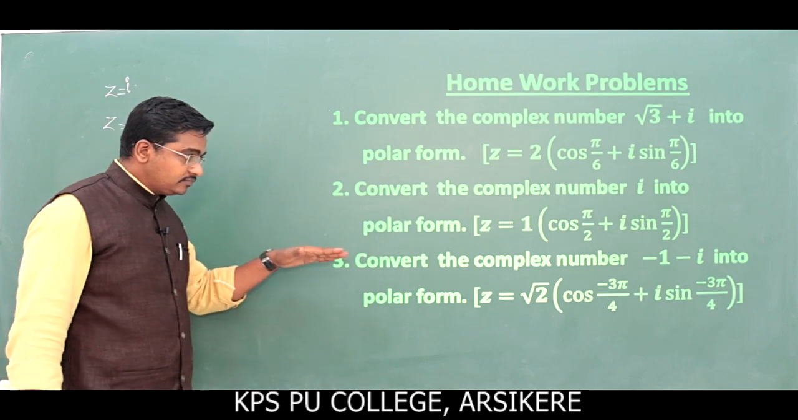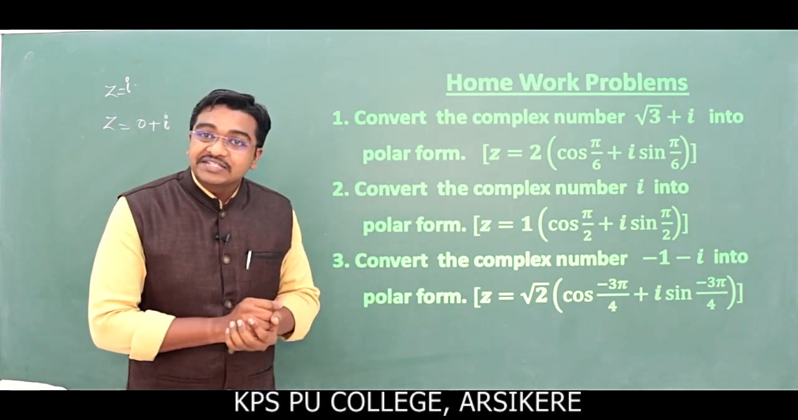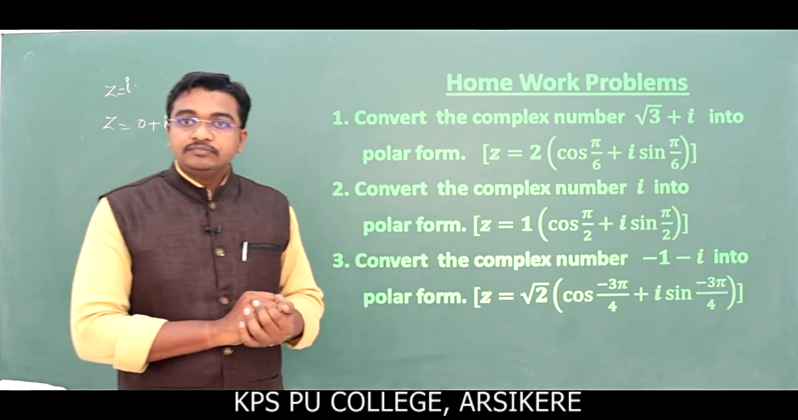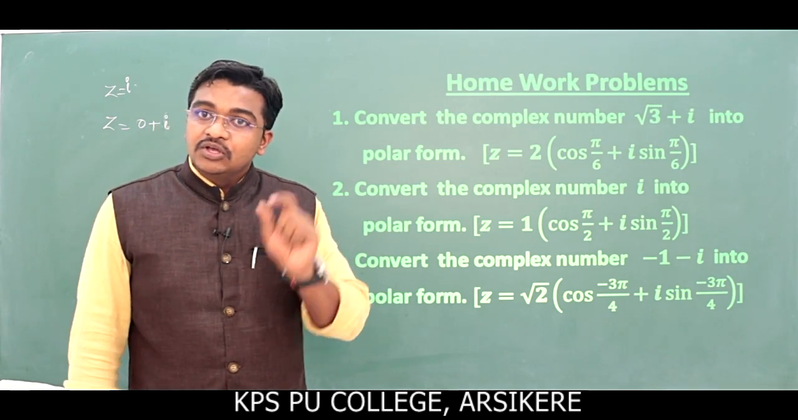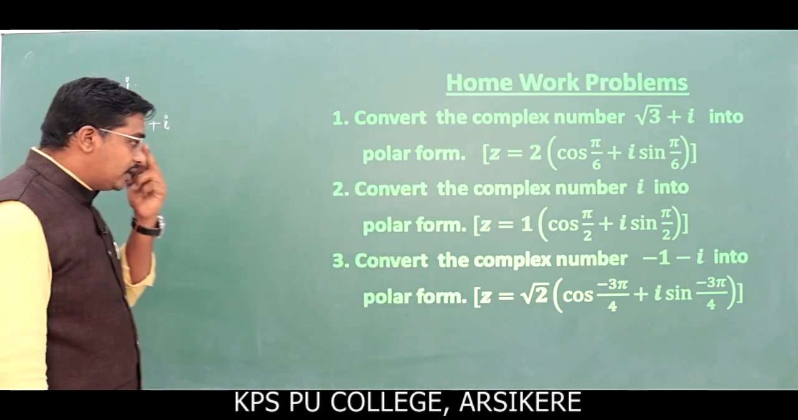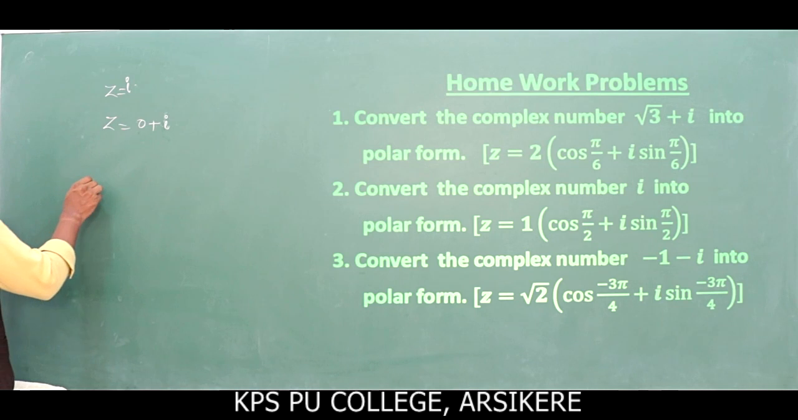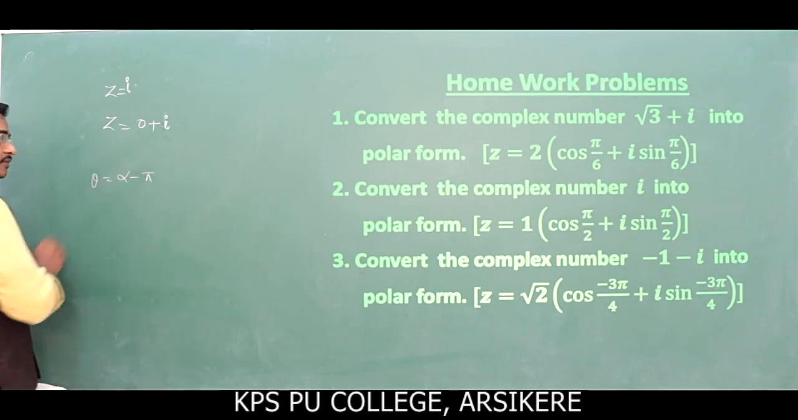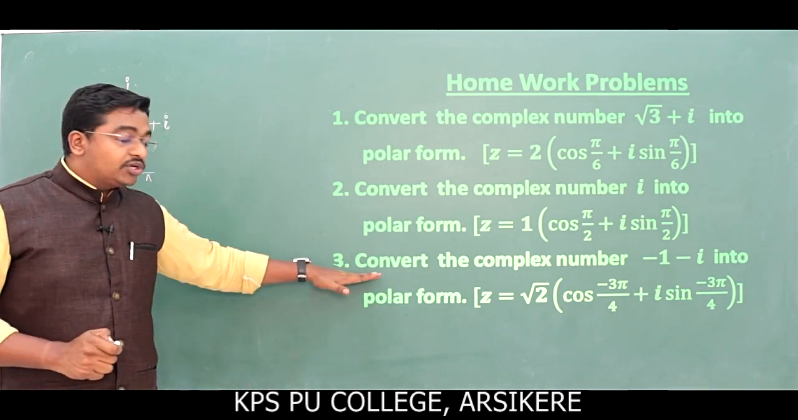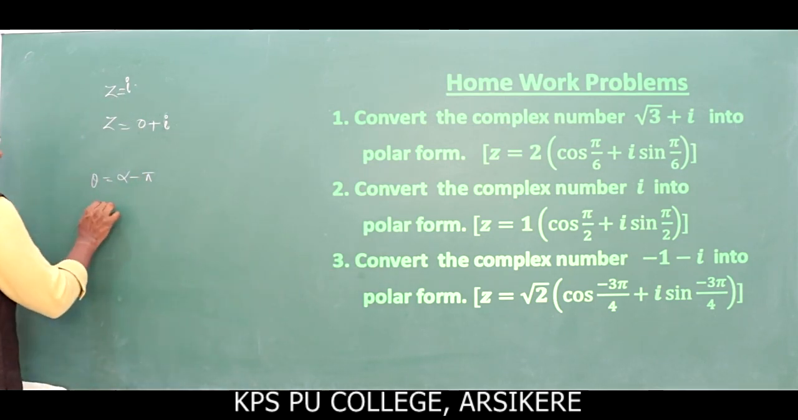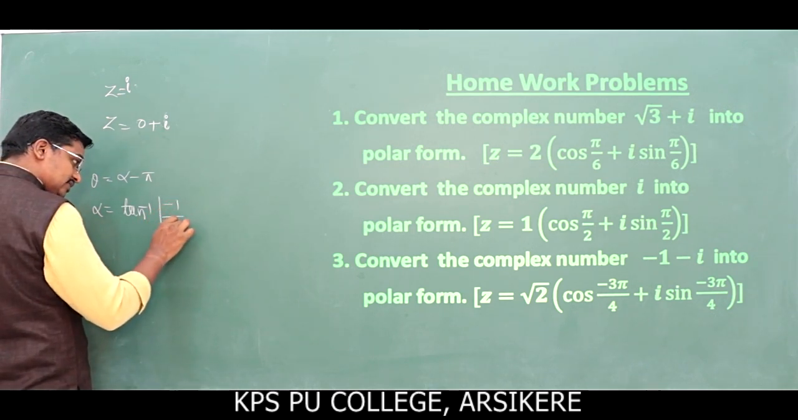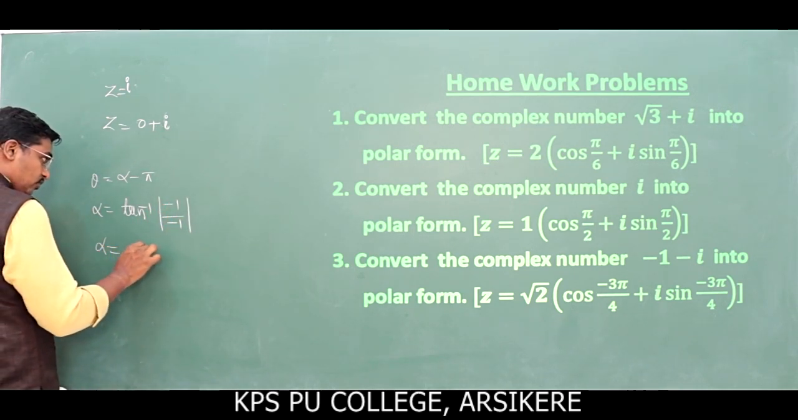Third one, convert the complex number -1 minus i into polar form. Just observe here, -1 minus i. Both are negative, so it lies in the third quadrant. When theta lies in the third quadrant, theta becomes alpha minus pi. What is alpha there? Alpha is equal to tan inverse of y divided by x. What is y here? -1, and x is also -1. So alpha is equal to pi by 4.